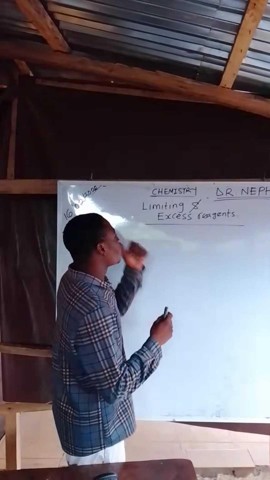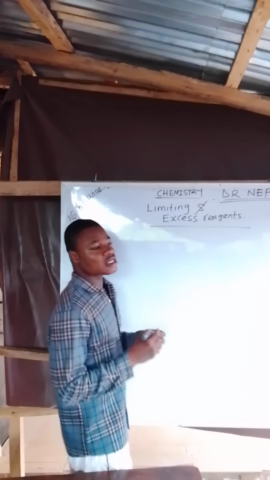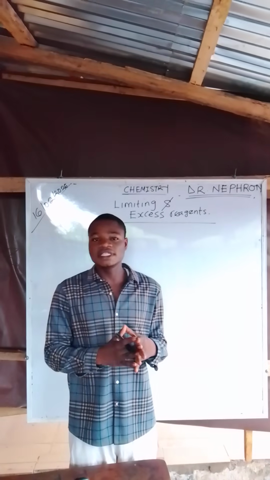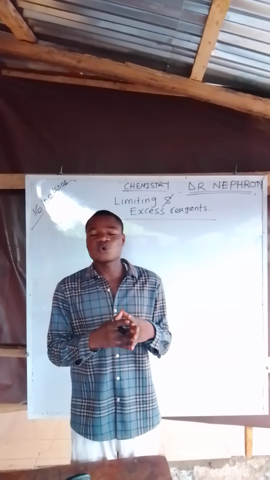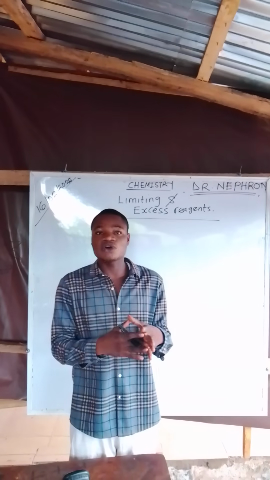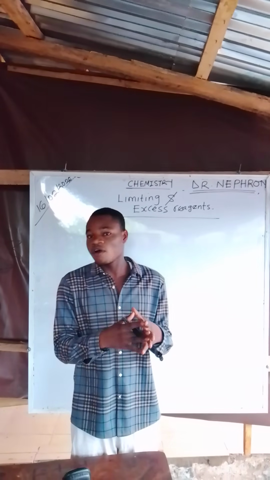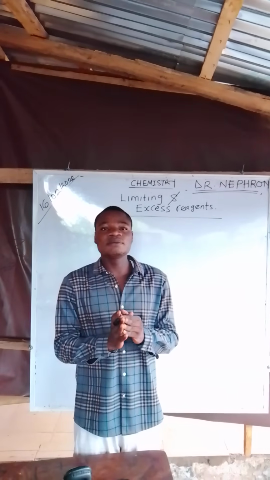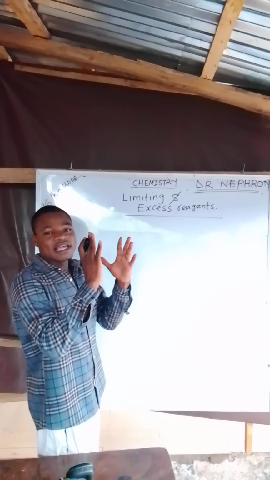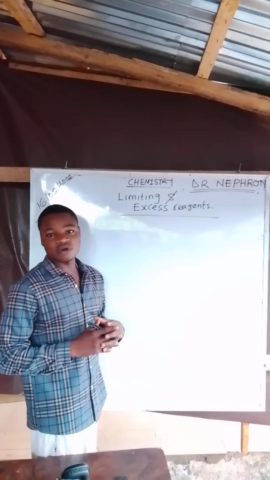Now, before we start, last class I gave you the formulas for calculating the number of moles. I gave you different solutions and how to actually solve for the number of moles. Now, the best part of stoichiometry is how to indicate the limiting and excess reagent.